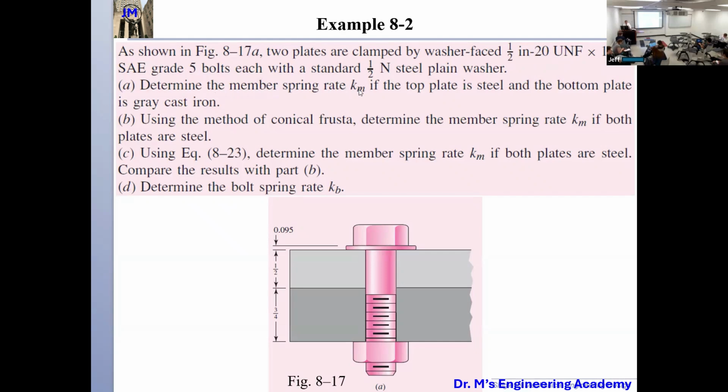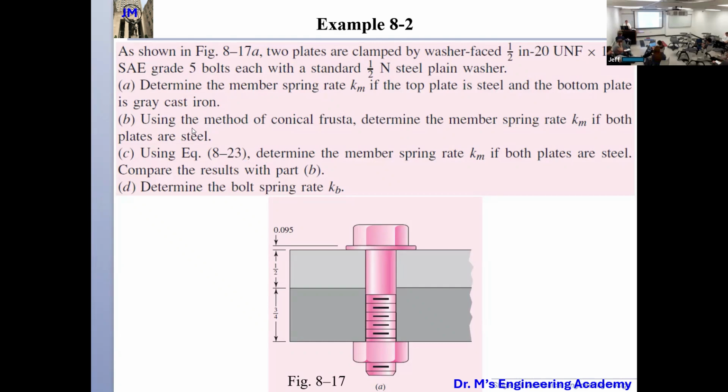Okay, this is the spring constant Km, m is for the member. If the top plate is steel and the bottom plate is gray cast iron, this one is a more general case. That means we have two plates that are made of two different materials. And then you use the method of conical frusta, the same thing we just talked about. Determine the member spring rate Km.